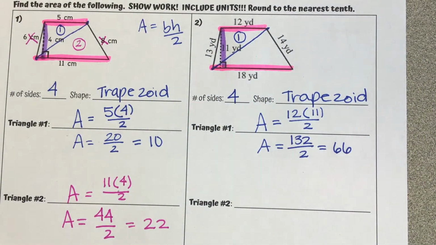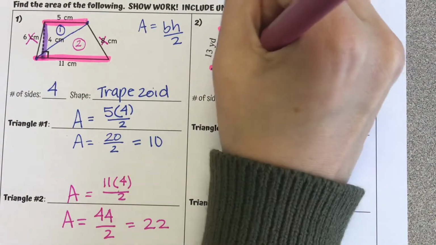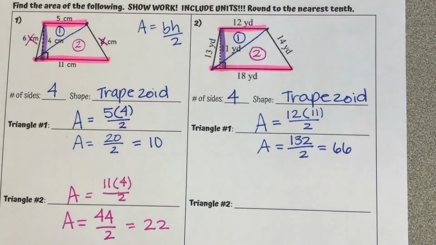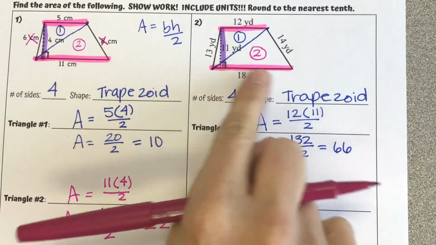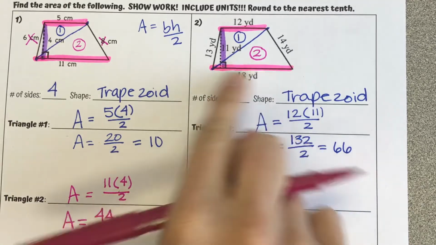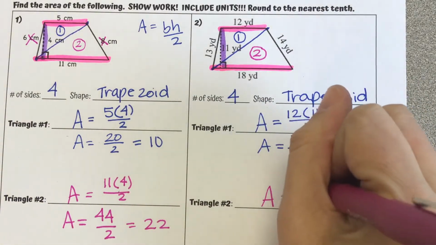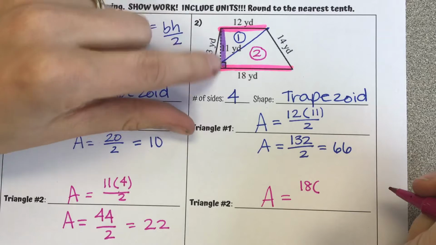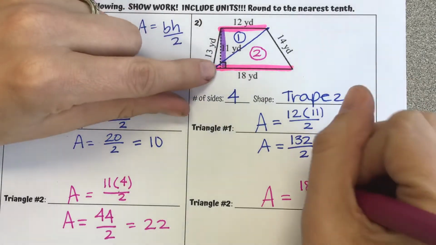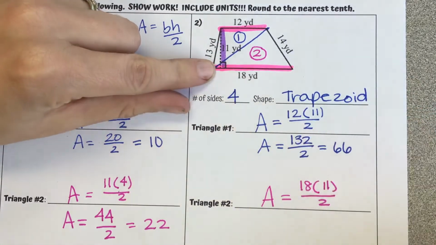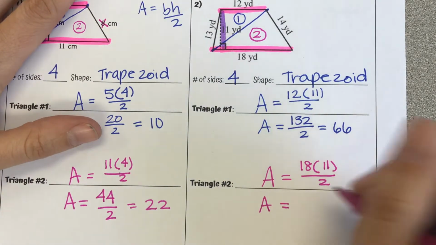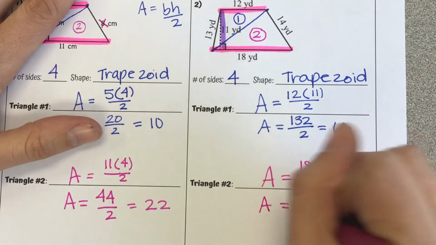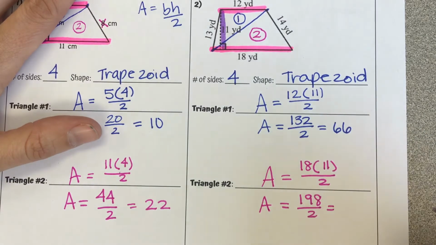Now let's look at triangle number 2. Same formula, area equals base times height. The base of this one, this bottom triangle, is this bottom parallel side of 18 times the perpendicular height, which is the same for both, 11 over 2. So I'm going to plug in 18 times 11 is 198 divided by 2 gives us 99.